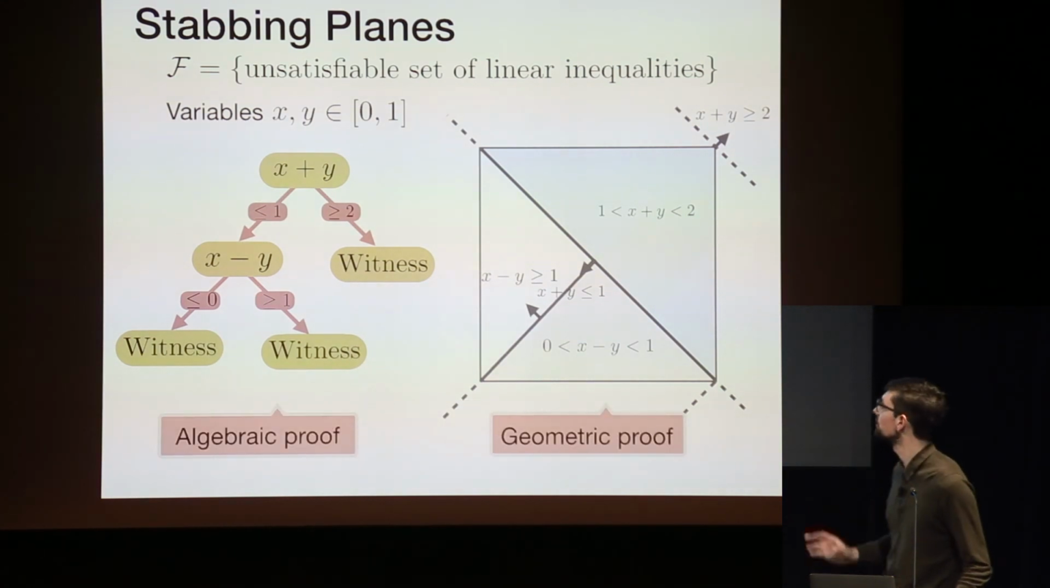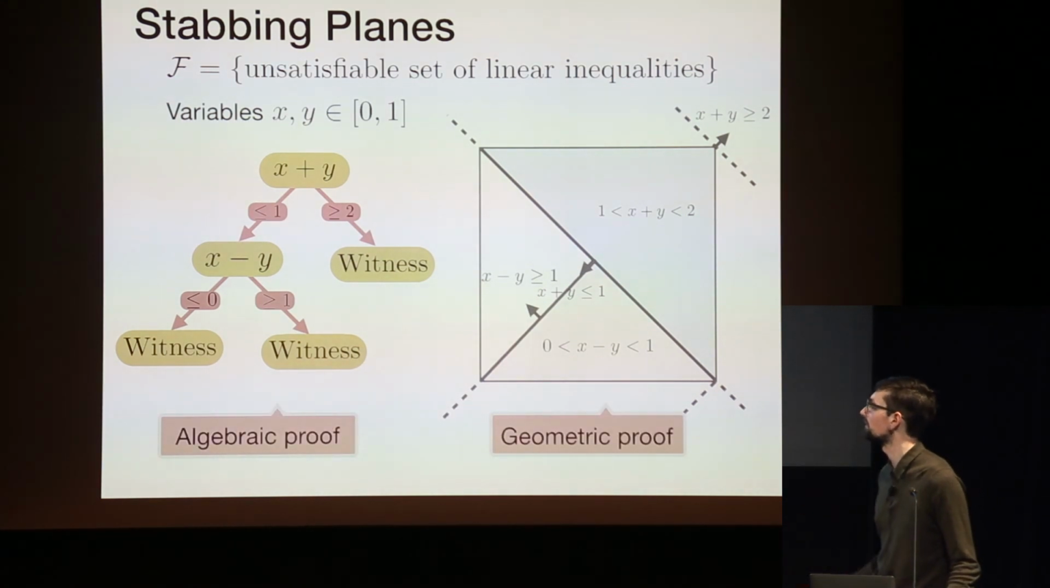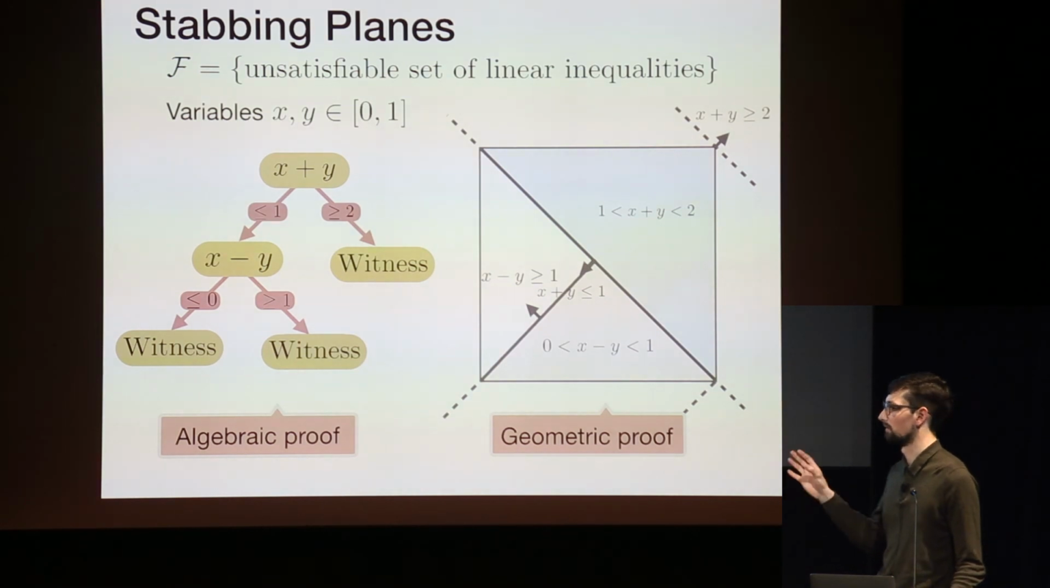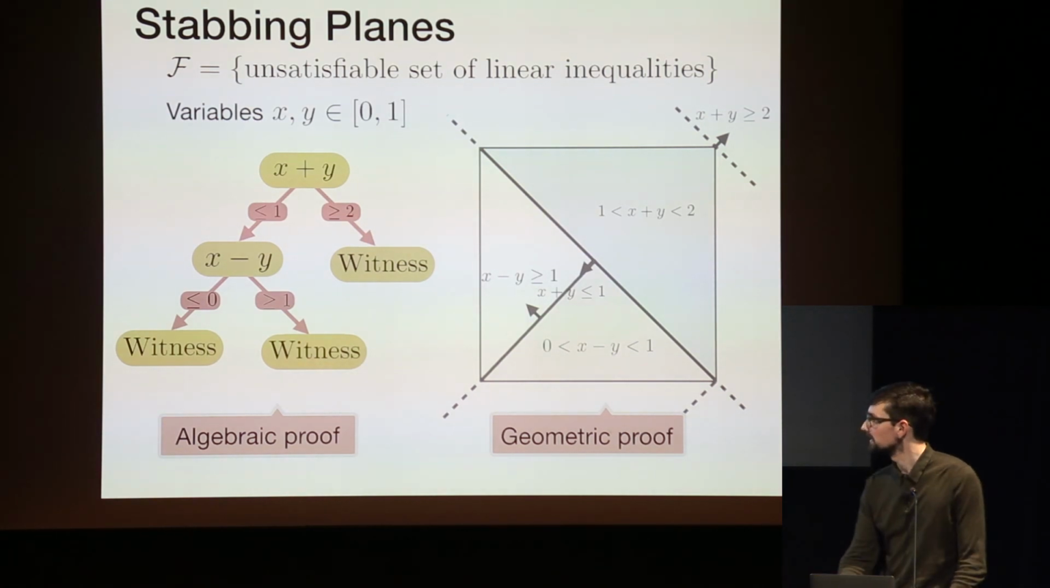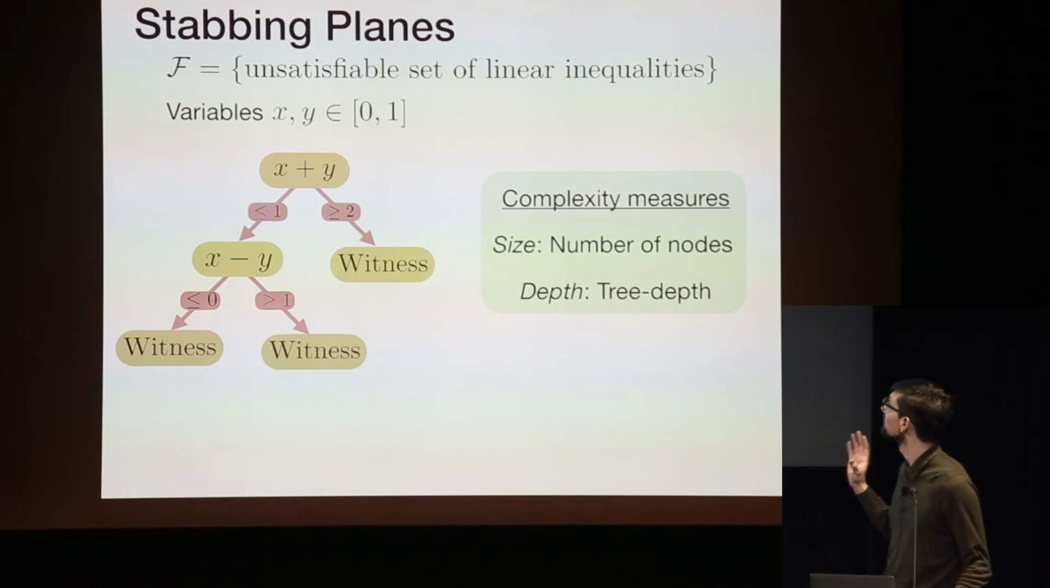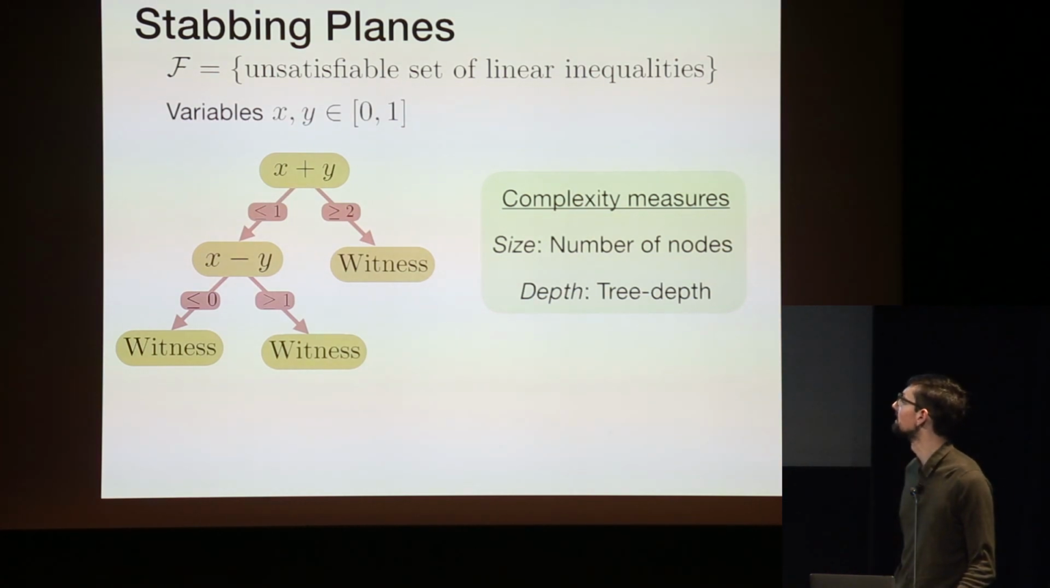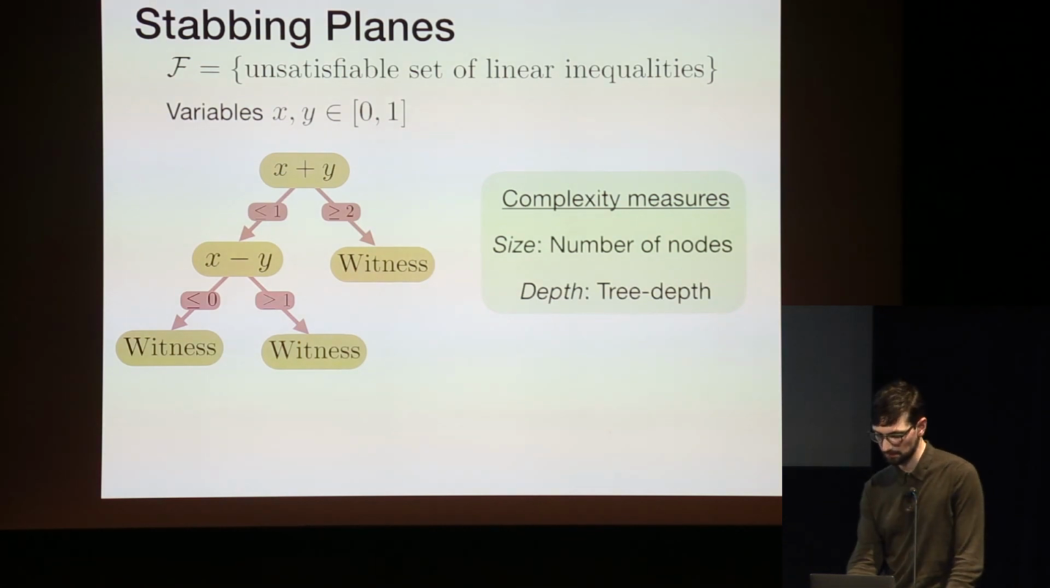Okay, so this also gives two different views of a stabbing planes proof. We have this algebraic view where we're recursively branching and we want to derive 0 greater than or equal to 1 at each of the leaves. And we have this geometric view, which is kind of like a recursive cover of the original polytope. So we think that's quite nice. The two complexity measures we're going to be looking at are the size, which is the number of nodes in the proof, and the depth, which is the tree depth.